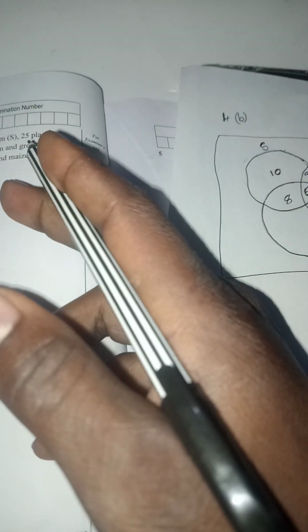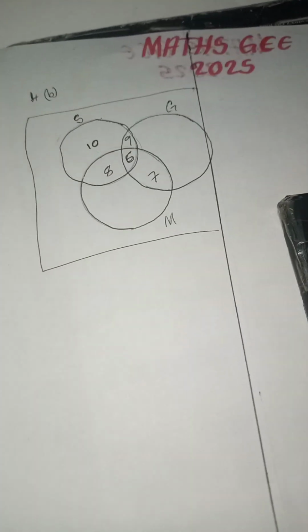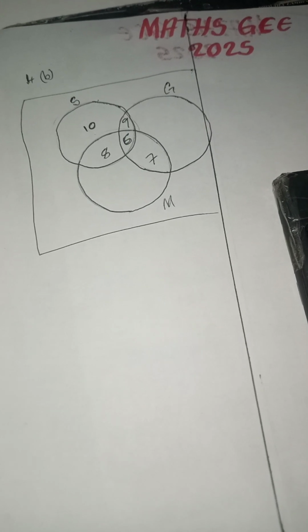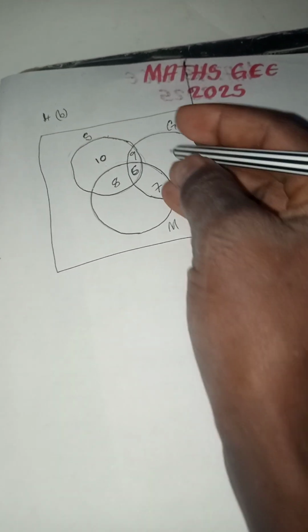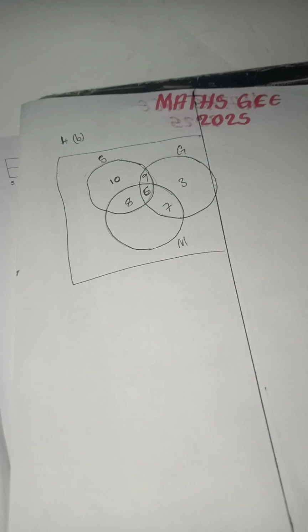So we go to groundnuts. Those that were doing groundnuts, we are saying that they were 25. Again the same procedure. We are going to add 9 plus 6 plus 7, which is going to give us 22. Then if we subtract 22 from 25, we are going to remain with 3 farmers, those that were doing groundnuts only.